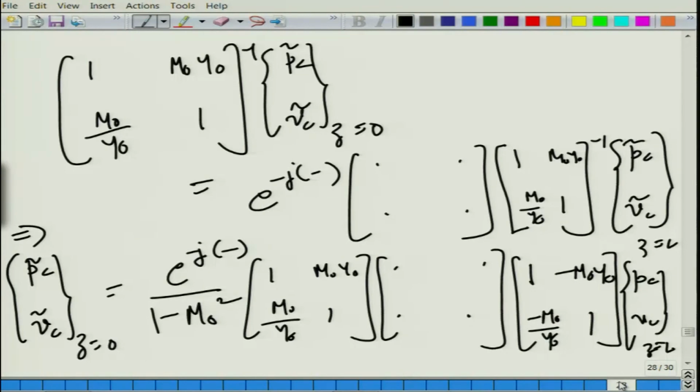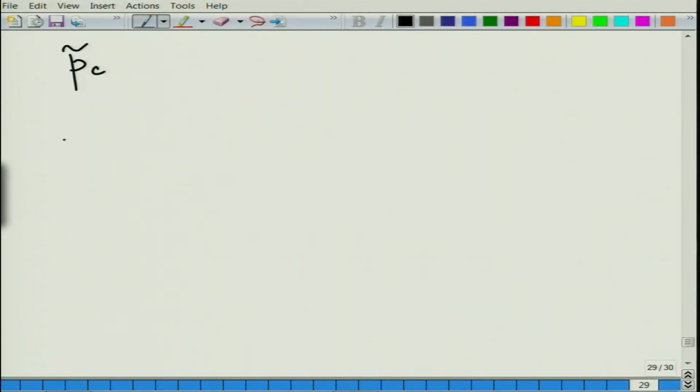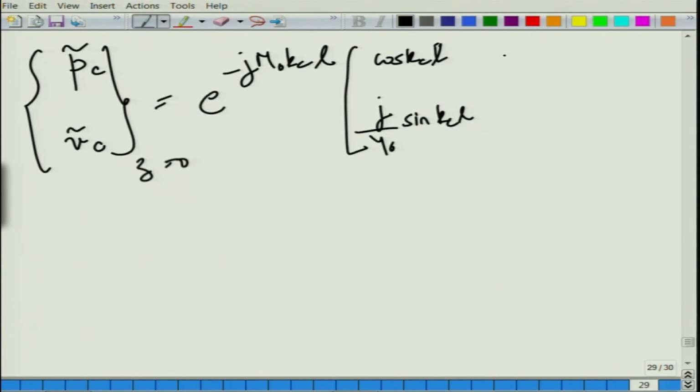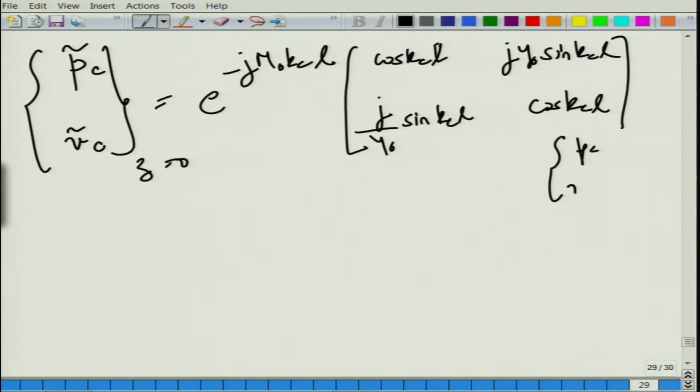After pre-multiplying and all that, the equation that I just presented very cleanly reduces to the following form: P_c tilde at z equal to 0 is e to the power minus j m k_c l times the matrix [cos k_c l, j y0 sin k_c l; j by y0 sin k_c l, cos k_c l] times P_c V_c at z equal to L.